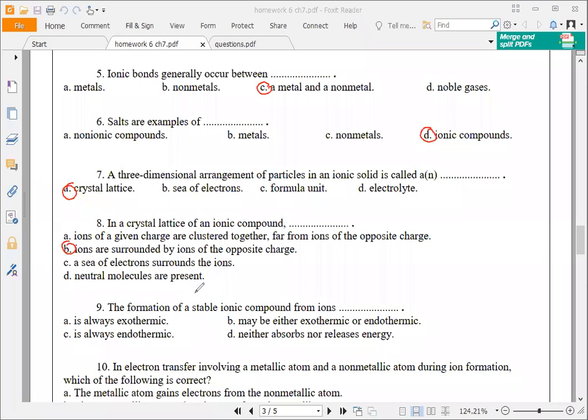Number 9. The formation of a stable ionic compound from ions is A, always exothermic. Exothermic. Okay. Number 10. Stop. Okay, write the answers of these questions.